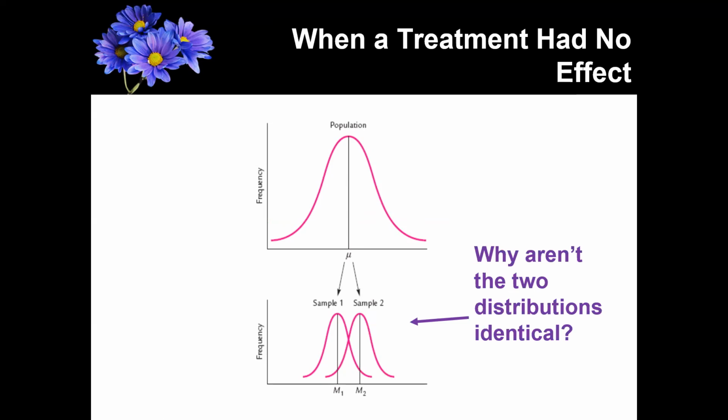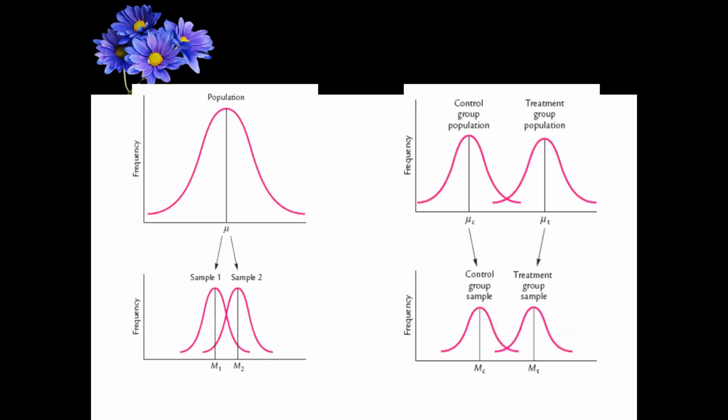So why are these distributions not identical? Well, again, because of sampling variance or sampling error. Because it's random, we're not likely to draw perfectly equal samples, even though the populations are perfectly equal on average. Okay, so here's what those two look like side by side.